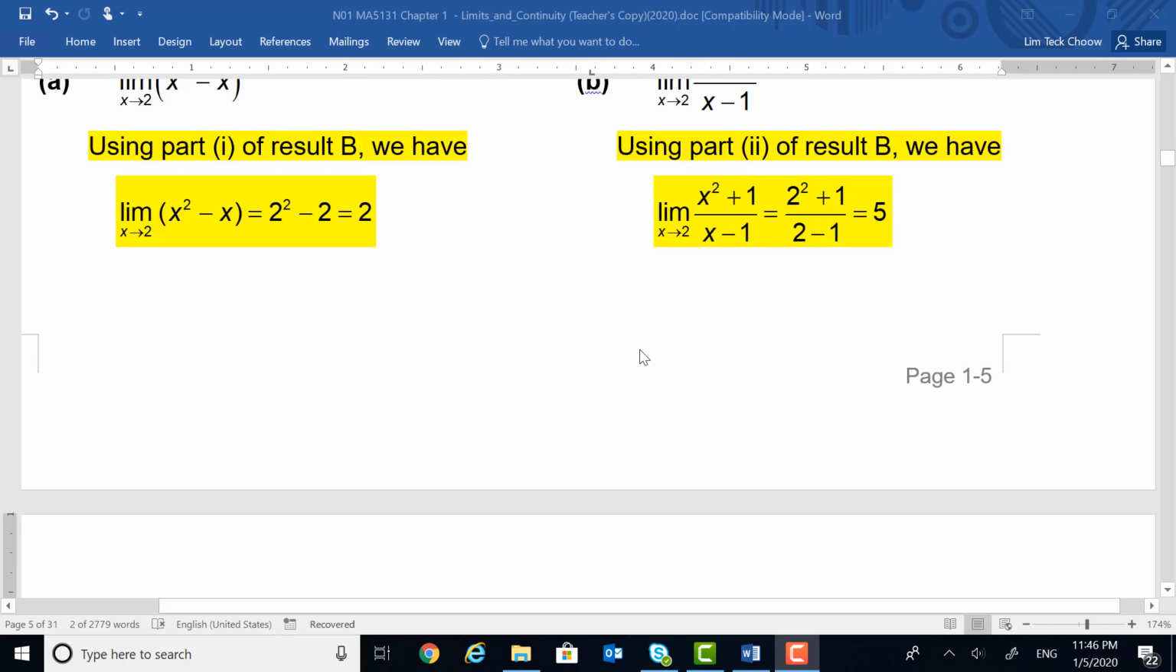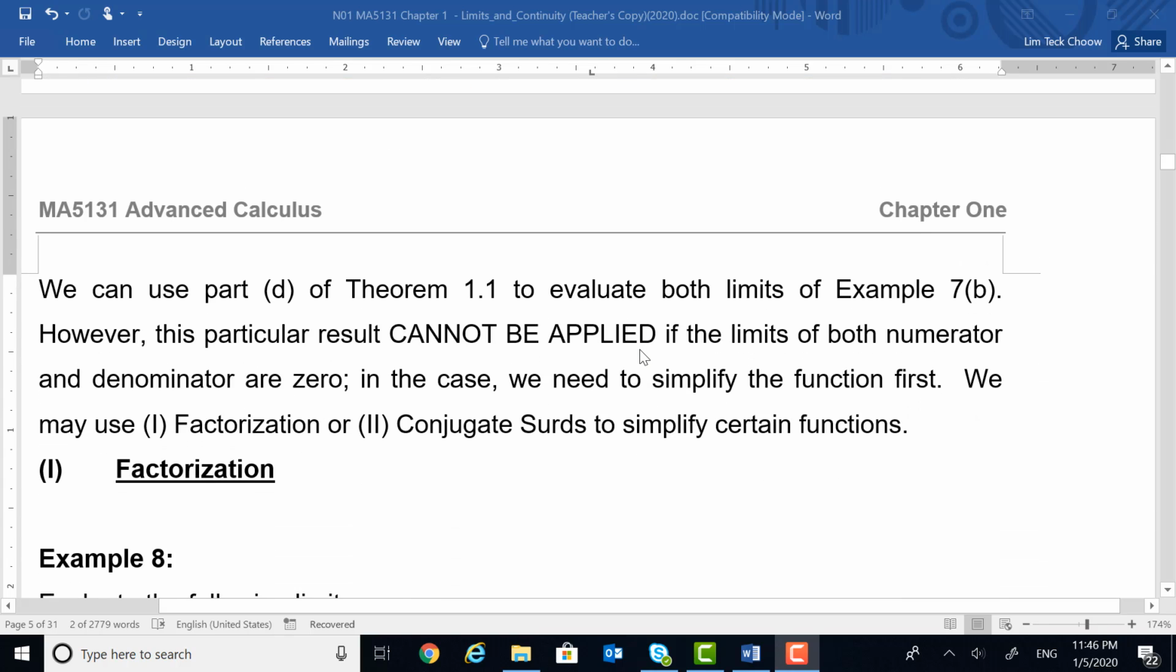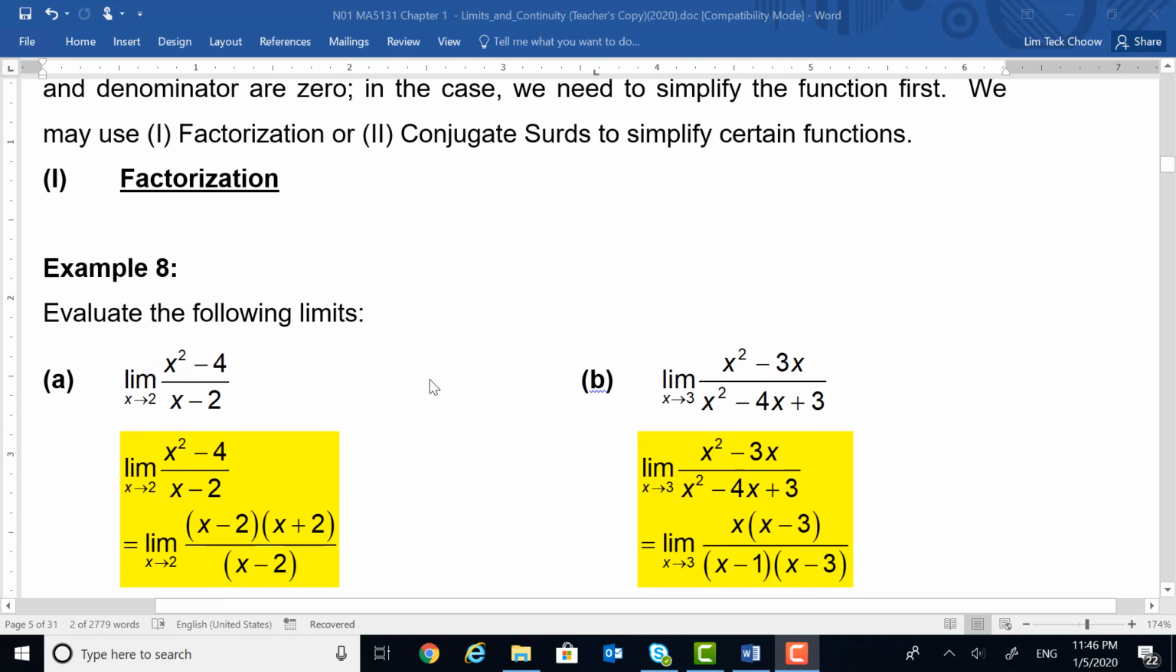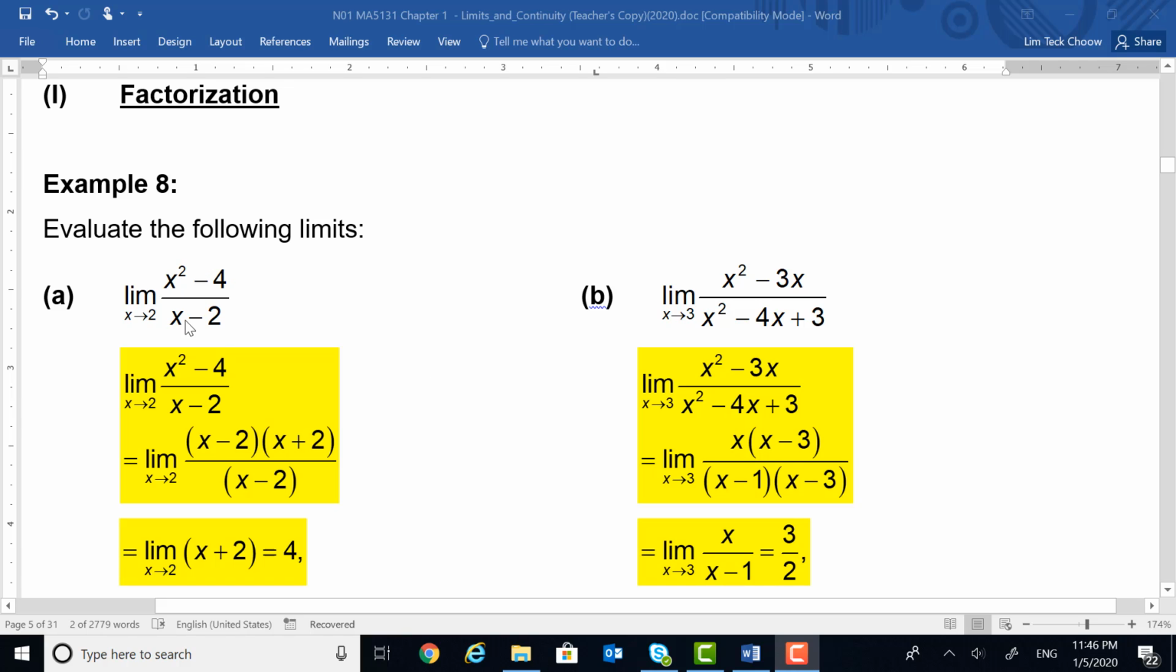So when that happens, potentially we have to resort to other techniques. One of them is the use of factorization, and later on we're going to look at how we can use conjugates to help us. So let's look at example 8. In the case of example 8, this again is a rational function. Unlike 7b, if I let x go towards 2, you find that the numerator is 0, and likewise the denominator is also 0. So when that happens, you cannot just evaluate the limit the way we did in example 7b.